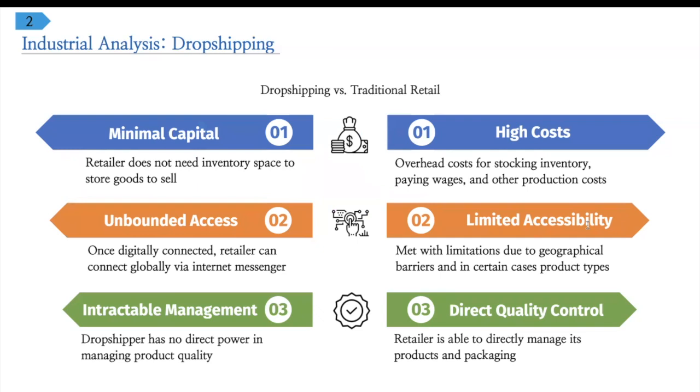Lastly, intractable management is an obvious flaw in dropshipping, where the store owner has no control on the quality of its products. In contrast, traditional retail is able to directly manage its products and packaging.